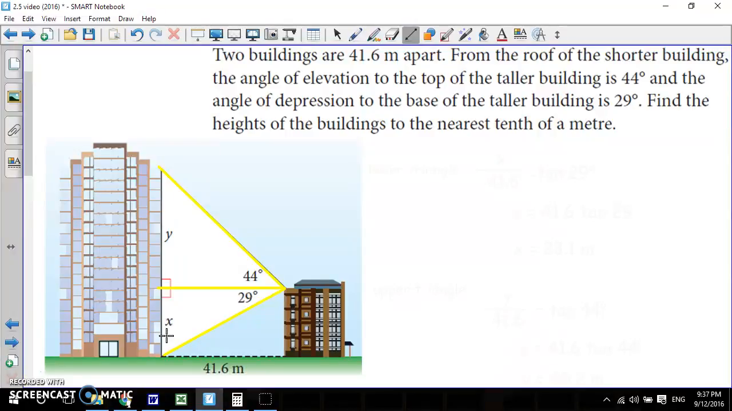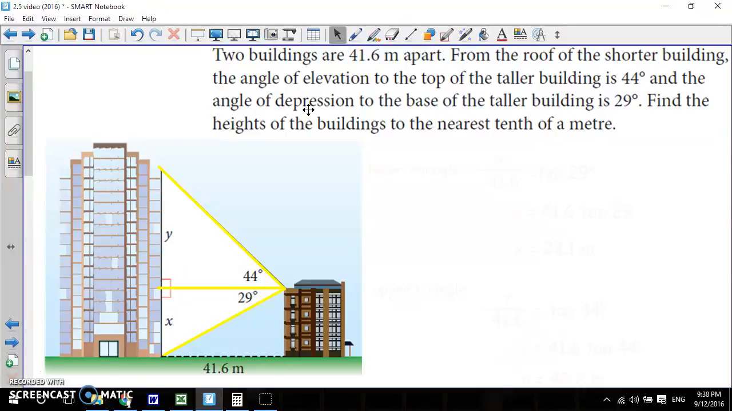And then you have the variables x and y in the diagram, as well as the distance 41.6 meters. So the 41.6 meters between the base of these two buildings should be the same distance as the horizontal distance between the top of the short building to the front of the tall building. And do you see that variable x is actually the height of the short building here? And the height of the tall building needs to be the sum of x plus y.